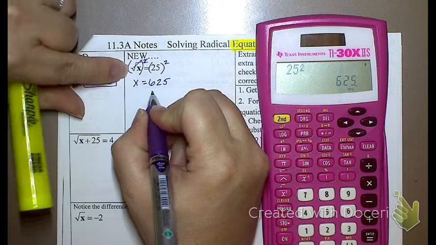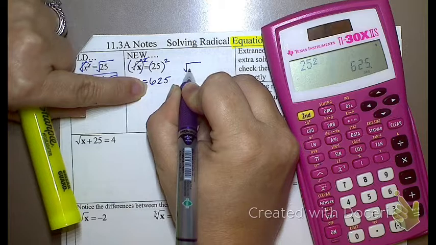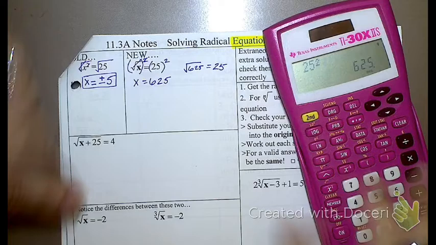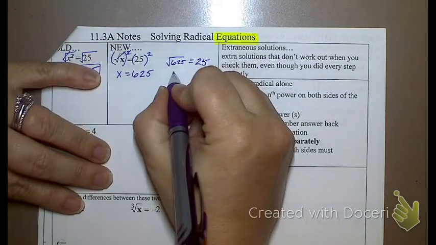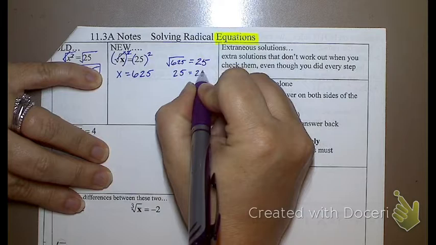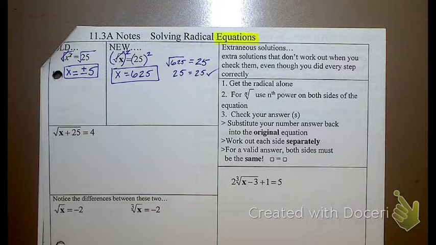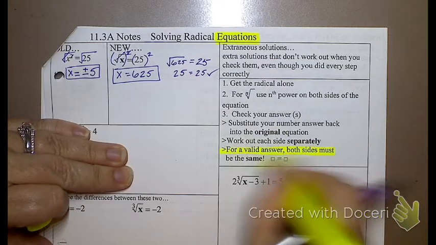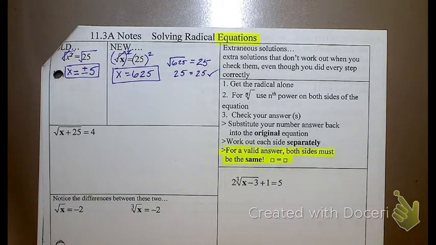So, checking my answer, I'm going back to the original problem. The square root of x, but I'm saying x is 625. Is that equal to 25? So let's see. Square root of 625 is 25. Both sides are equal, therefore I have a true statement, and my answer is valid. Okay? So, for a valid answer, both sides must be the same. That's what I just showed you. Okay? All right, let's try the next one.